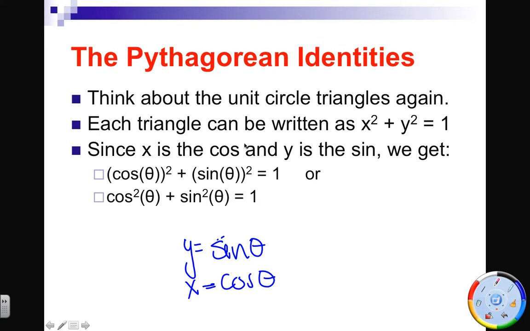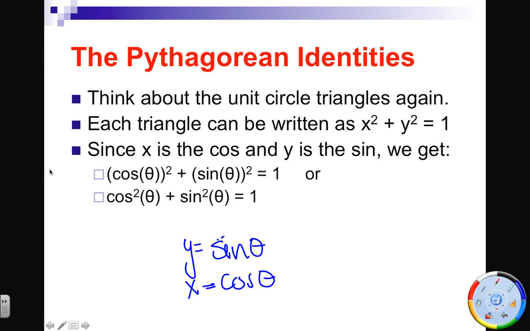So there's two ways to write this. Normally we write the bottom one. Notice we took sine and we squared it, and we had cosine and we squared it. But we normally write the bottom one as cosine squared of theta plus sine squared of theta equals 1.